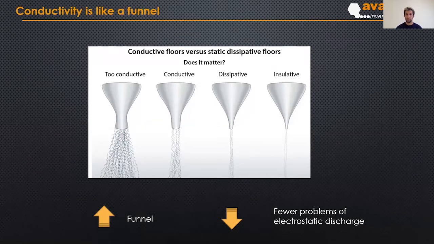Now, on conductivity. In this case, we have talked about how static is generated over the surface of a material. The other point is how we can dissipate or transfer this energy through this element.